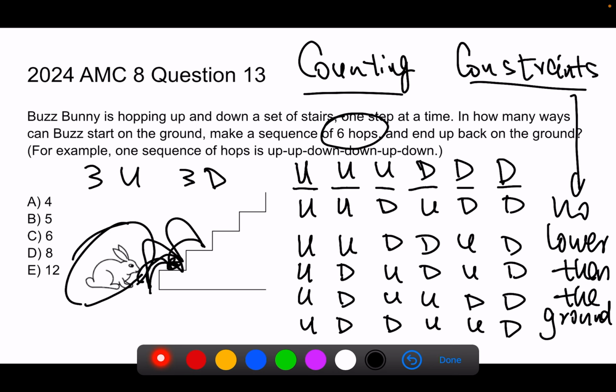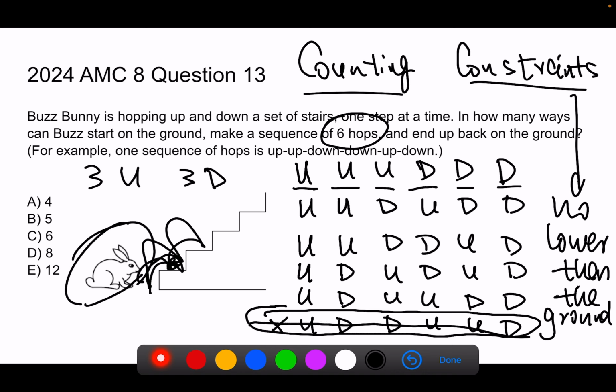You may find it. This last one I have here does not work because you go up once, then you go down. Now this bunny is on the ground. You cannot make a down movement again. So this one needs to be removed, and the answer is 5.